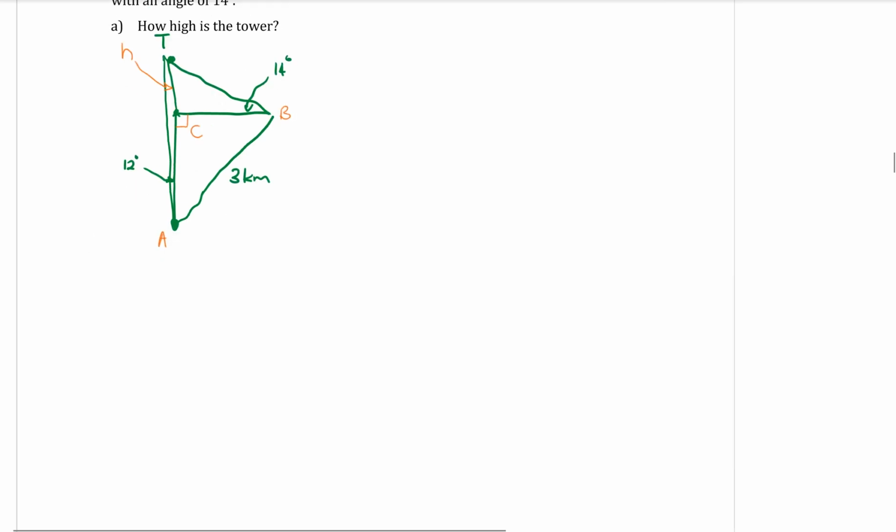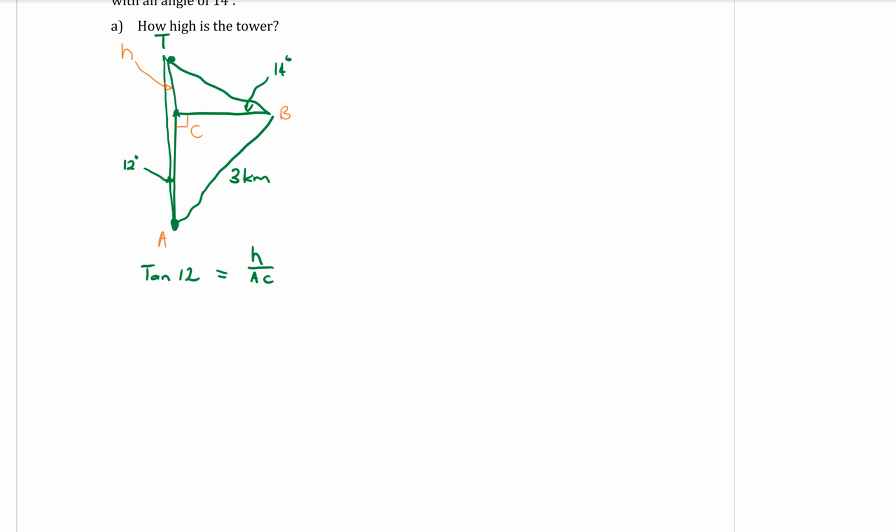So if I do tan of 12, because it's opposite and adjacent, in that narrow little triangle there, the opposite is the H, which is what I'm trying to get. And the adjacent, I don't know it as a number, but I'm just going to call it AC, because that's the label that I gave it.